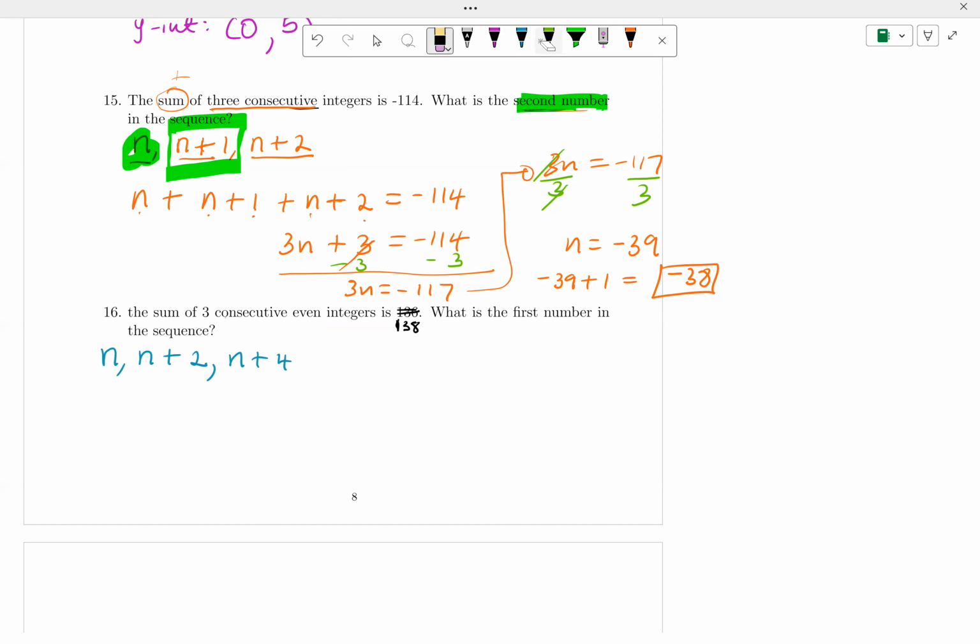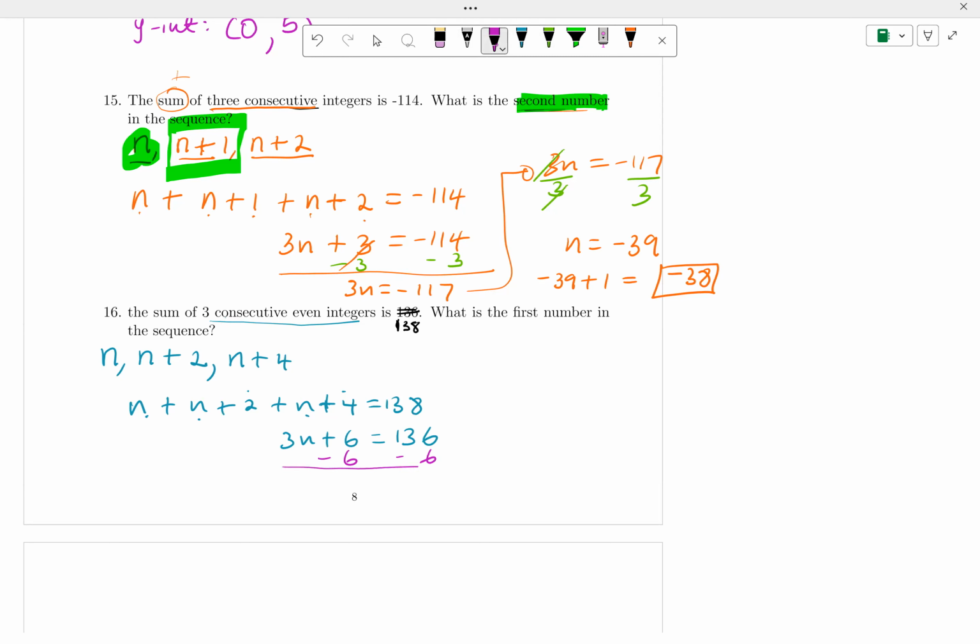All right. So now we are told that the sum of those 3 consecutive integers is 138. We're looking for the first one. So let's add them. N plus n plus 2 plus n plus 4 equals 138. Just like you solved the question in the previous example, combine your like terms. N plus n plus n is 3n, plus 6, because 2 plus 4 is 6, equals 138. You're going to subtract 6 from both sides.